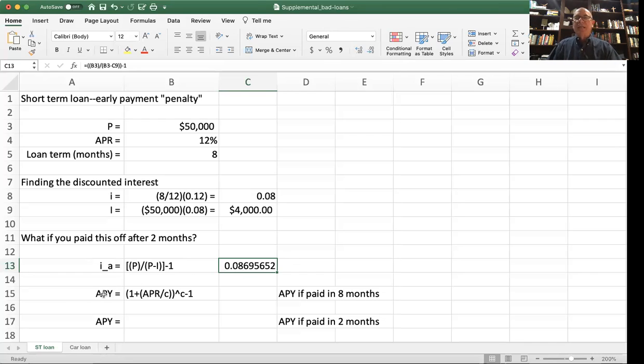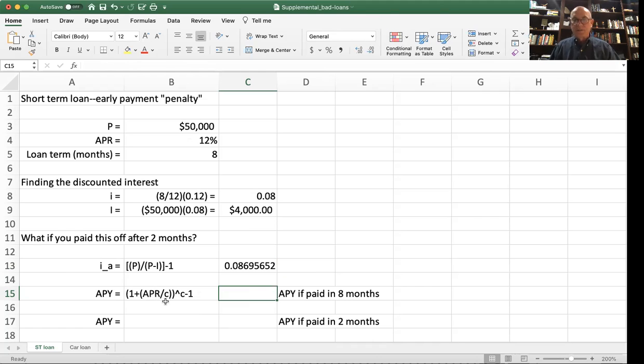So let's calculate the annual equivalent to the APR, right? Let's calculate APY and see what that would be if we paid the loan off over the 8 months. And this is just like the example we went over in class, just like the example in the textbook, solving for APY here. And remember, here's the formula: 1 plus APR divided by C, to the power C, minus 1.